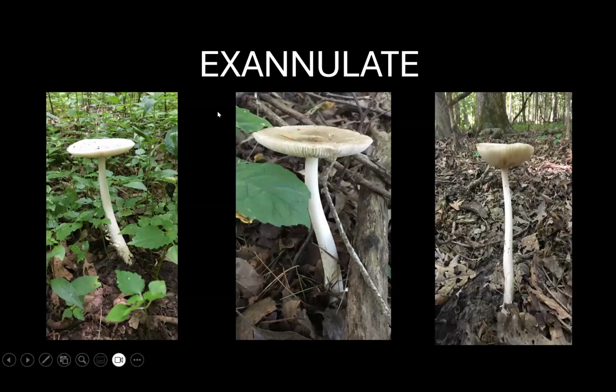So lacking a ring or annulus was the second general characteristic. And so you can see in these members of section Vaginatae, there is nothing between the cap and the vulva or the base. No ring, no annulus, no skirt. And that's called exannulate.